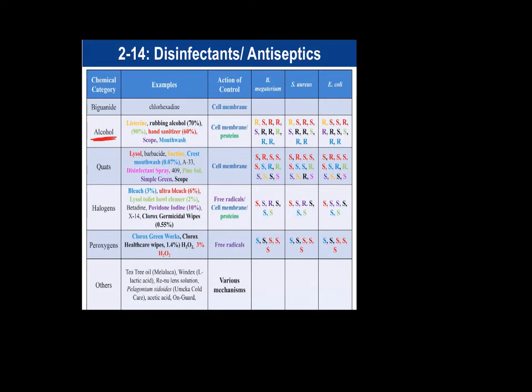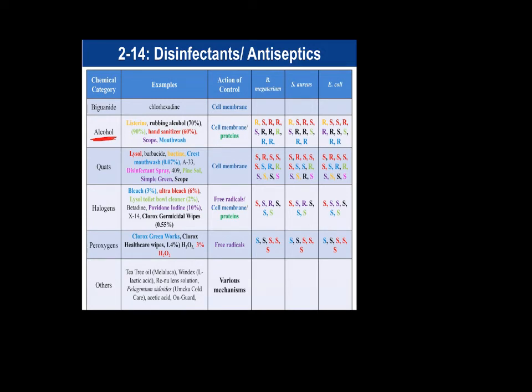Halogens. Halogens are that column on the periodic table. They have action as free radicals within the cell. They can target cell membranes. They can target proteins. We're going to see a lot of different types of targets within the cell. They are oxidizing agents. So oxidation is loss of electrons.